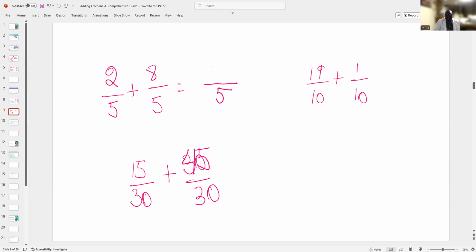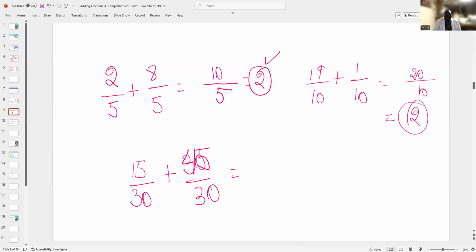That gives us what? 10. And 10 divided by 5, it gives you what? 2. All right. Let's do this right here. 10 and 10 are the same. We keep 10 over there. We're adding only the top. 19 plus 1, we got 20. 20 divided by 10, we got what? 2.